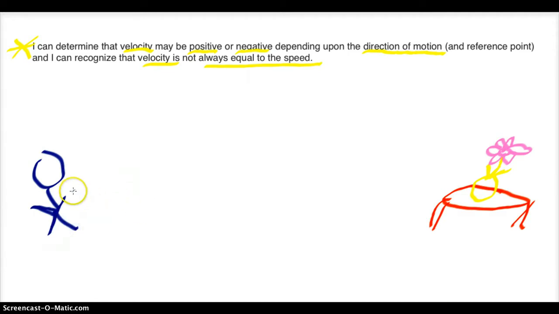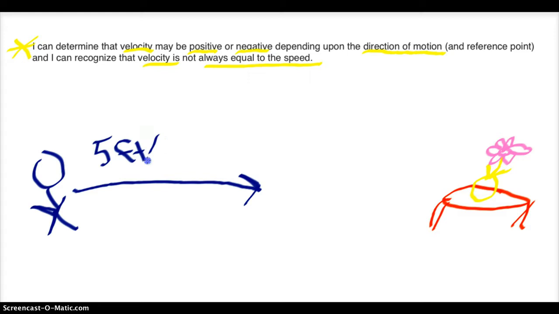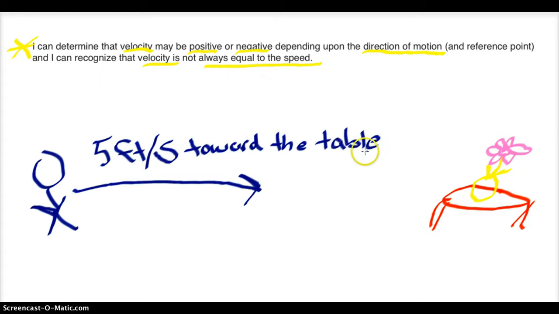And let's say that you are moving toward the dinner table at a speed of 5 feet per second. And you're moving again toward the table. So maybe to make this an exact velocity, we would say toward the table. That way we have a magnitude and direction on this. Okay, so you're moving at 5 feet per second toward the table.